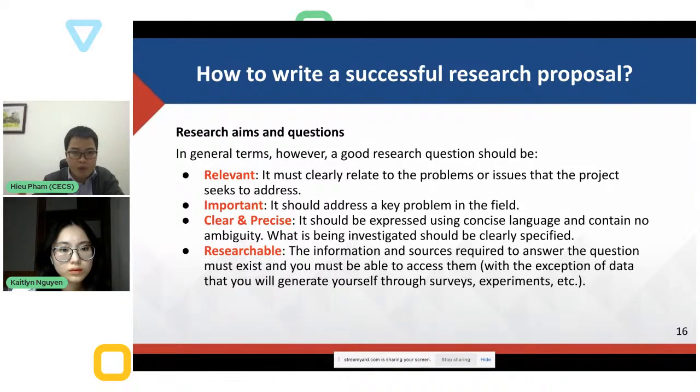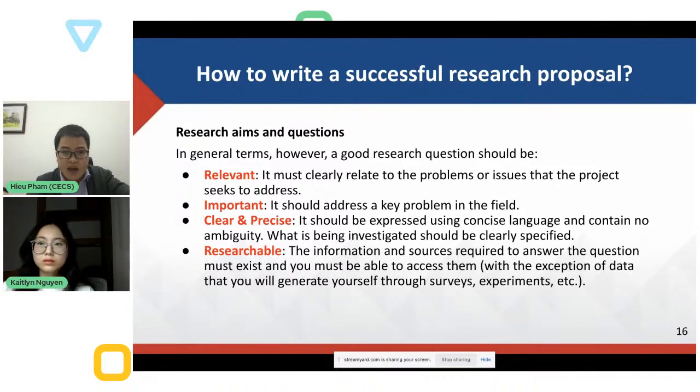So the research problem should be clear and precise. It should be expressed using concise language, and it can explain something clearly to people. Okay, and what is being investigated should be clearly specified. It should also be researchable, so the information and sources required to answer this research question must exist, right? And you must be able to access them.